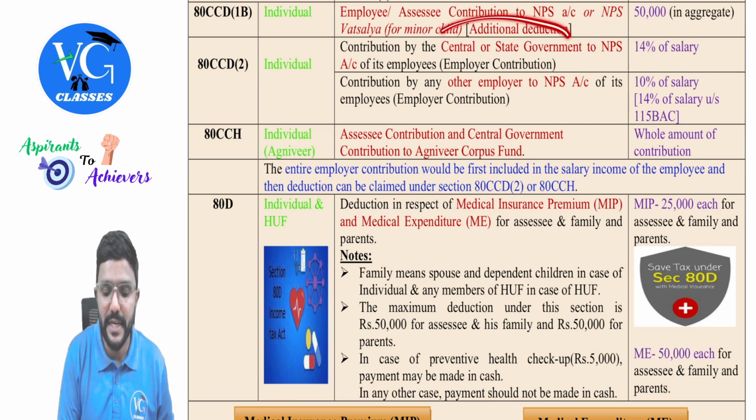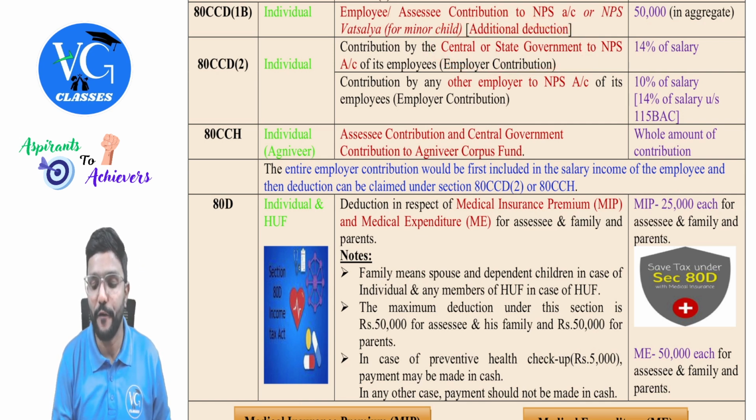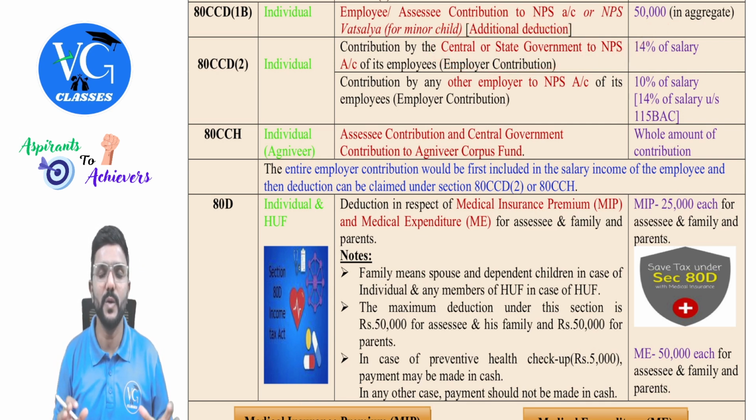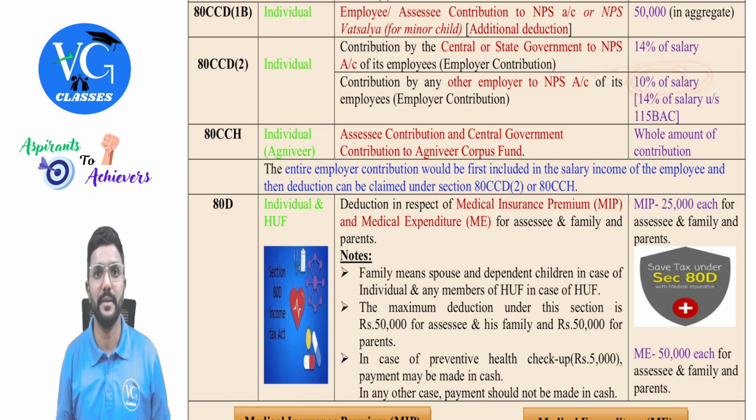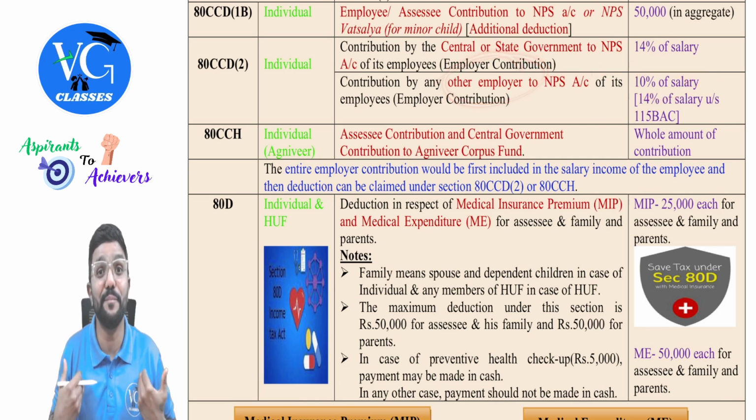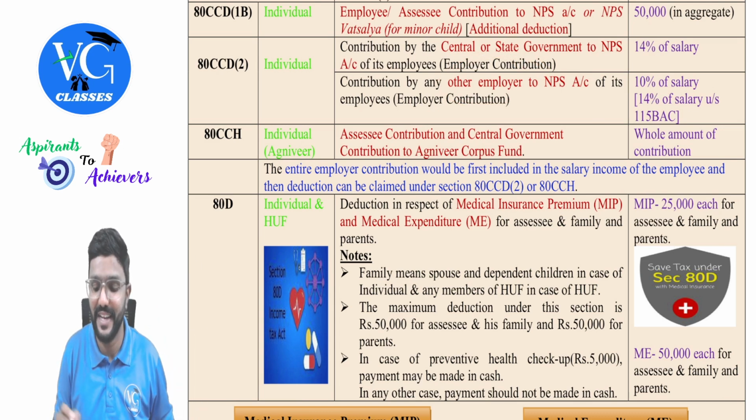If employer is a central government or state government, then 14% of salary. No, sir, employer is non-government. In that case, 10% of salary. But if an employer is a non-government, but if employee is following default scheme, then he can claim 14% of salary. If employee is following default scheme.